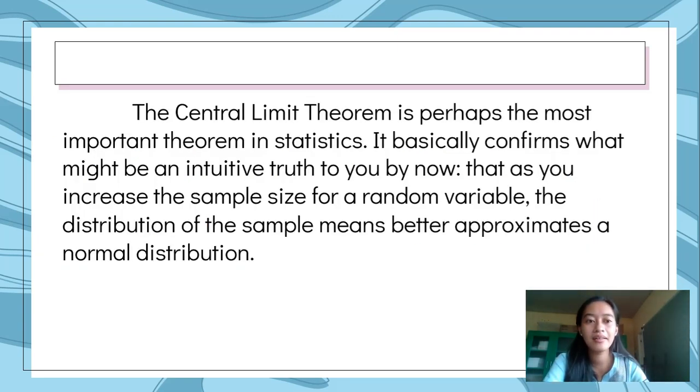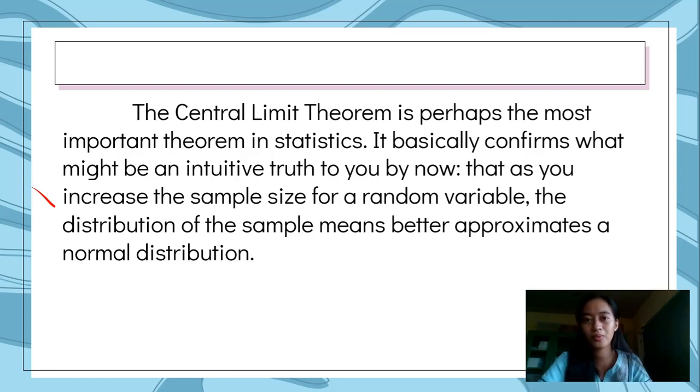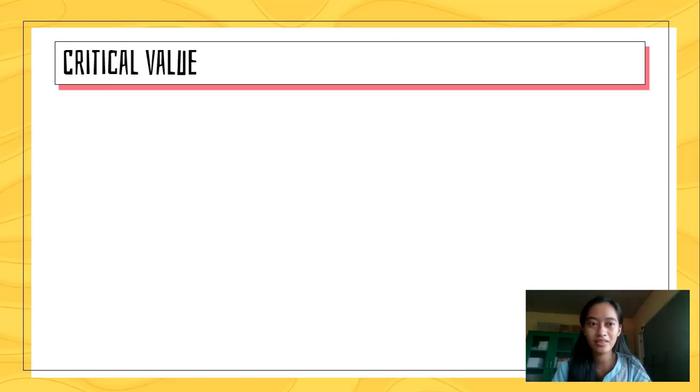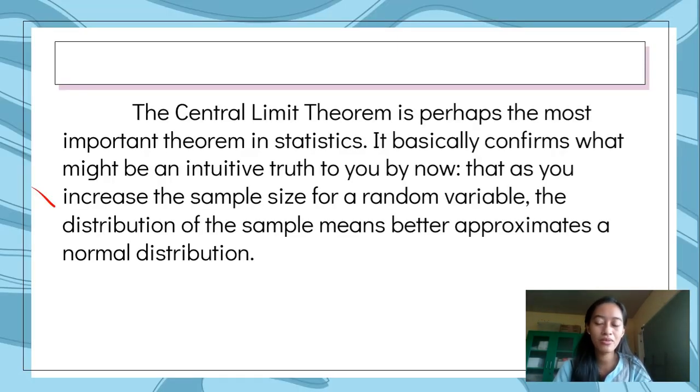In general, this is perhaps the most important theorem in statistics, the central limit theorem. It confirms what might be an intuitive truth to you by now, that as you increase the sample size for the random variable, the distribution of the sample means would approximate a normal distribution. So we can use our sample, study it, and then infer something about the population. And we can compare those with different hypothesis tests.